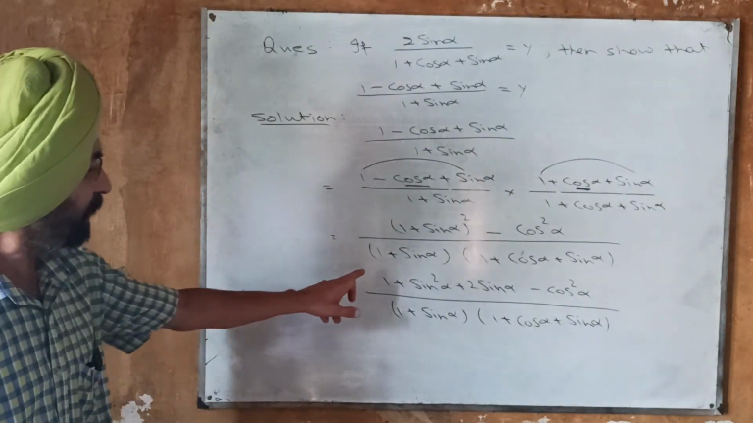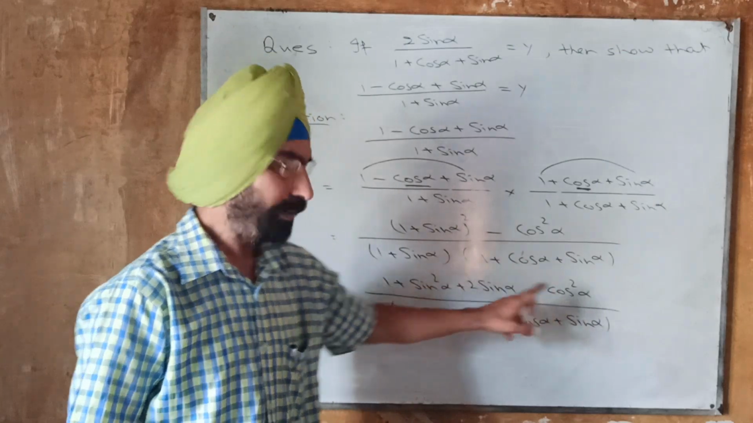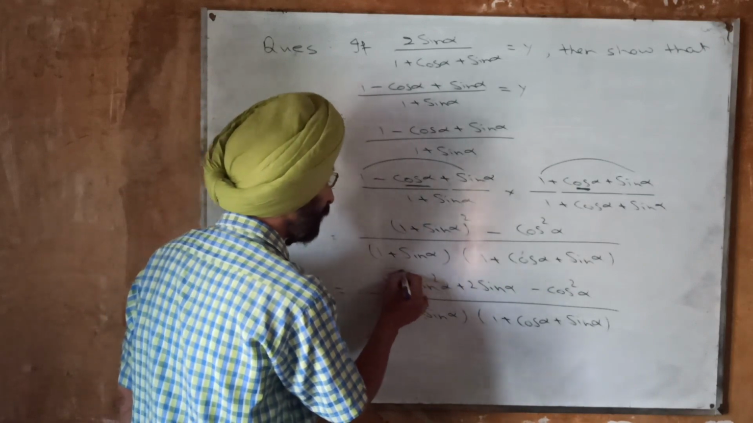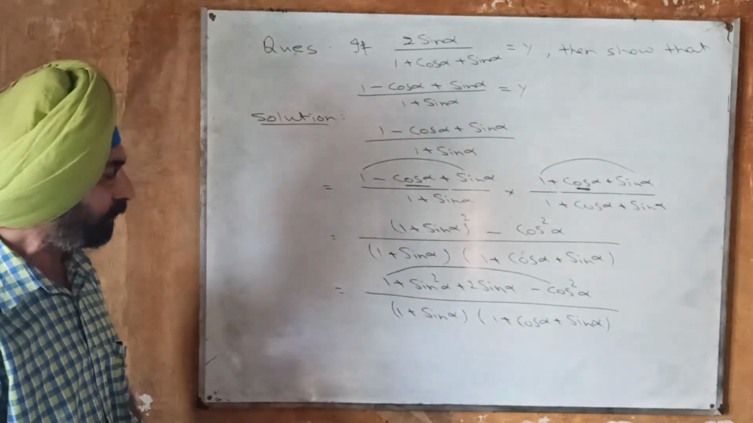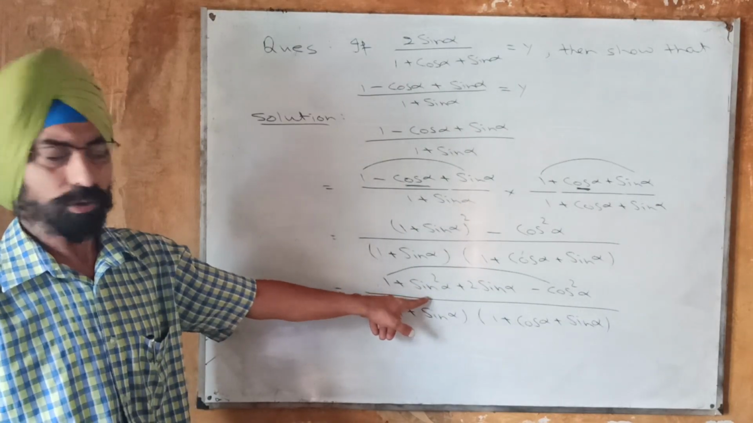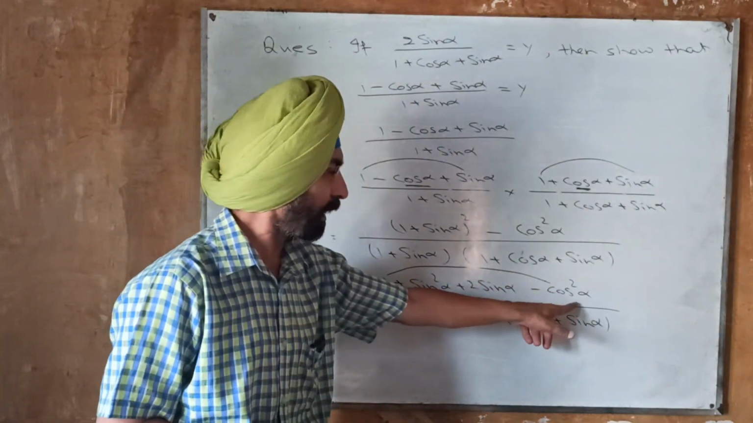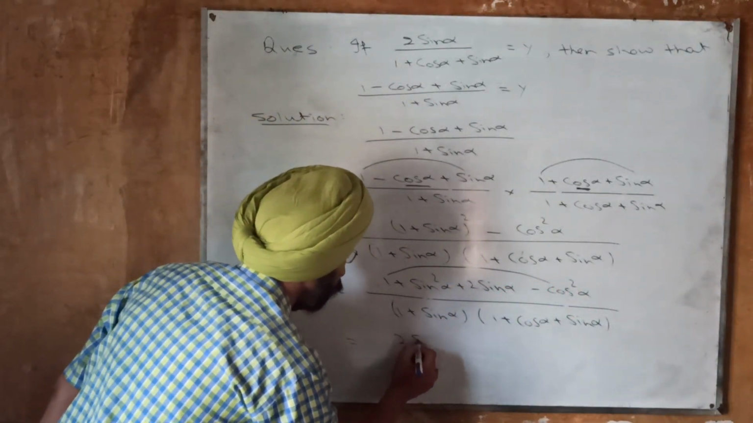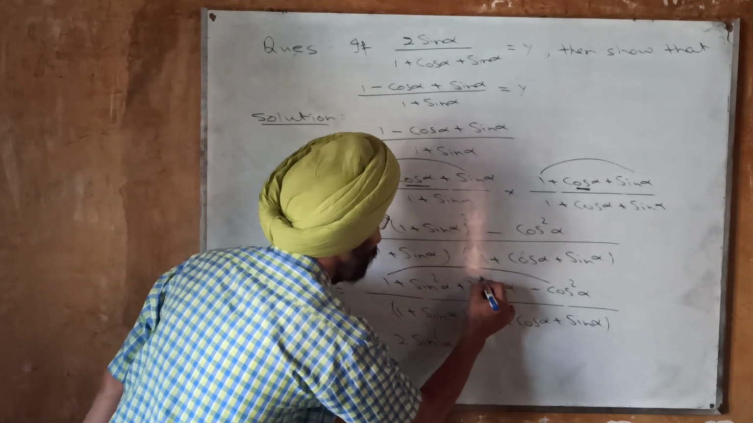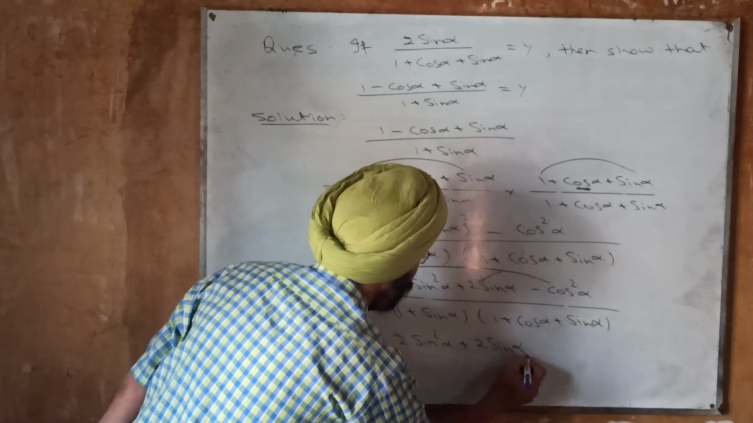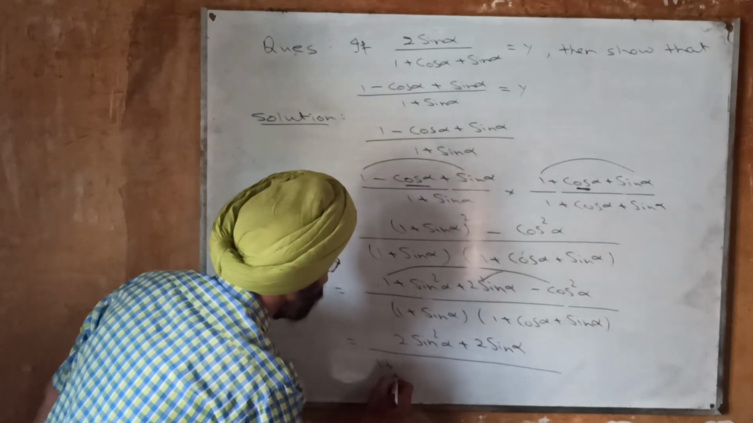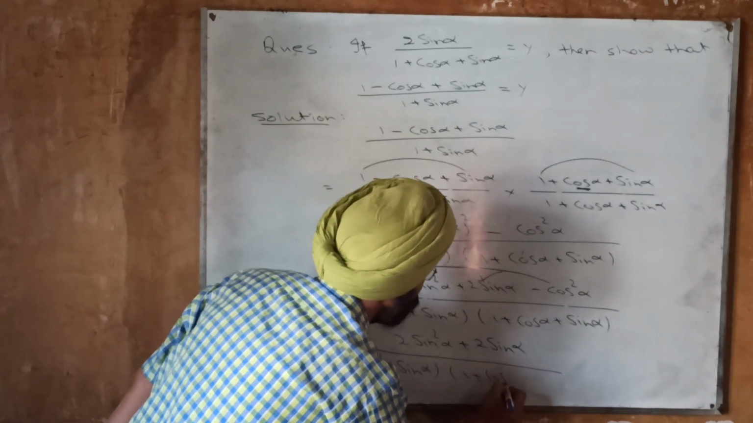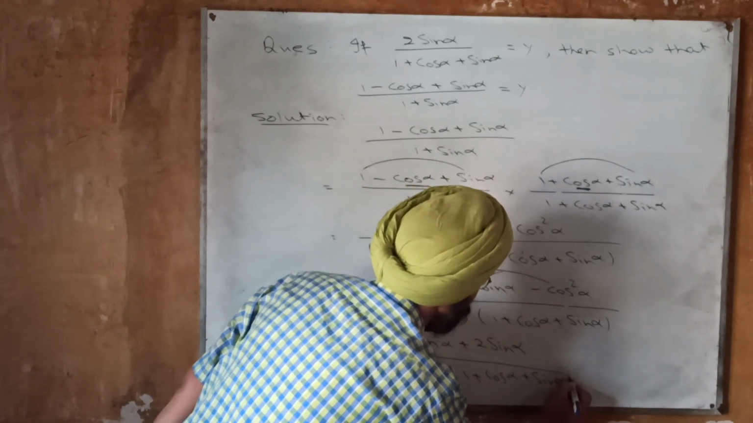Now you look at this 1 minus cos square alpha. This 1 minus cos square alpha is sin square alpha. So this 1 and this minus cos square alpha is sin square alpha, and there is one more sin square alpha. One sin square alpha here and one sin square alpha coming from this 1 minus cos square alpha will become 2 sin square alpha. So 2 sin square alpha plus this term 2 sin alpha divided by 1 plus sin alpha into 1 plus cos alpha plus sin alpha.